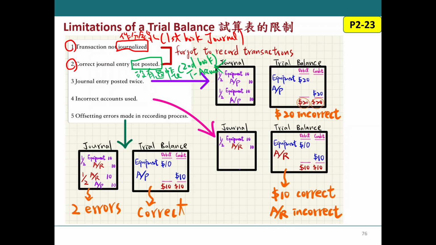So how about the third one? Oh, you record it twice, okay? So for the third one, maybe there are so many transactions, like 10 transactions, 1,000 transactions. If you are not very careful on each one, sometimes you forget, oh, which transaction did I record already? I forgot it, okay? So maybe because of this, you post it twice. So posting twice means you record the transaction 2 times.